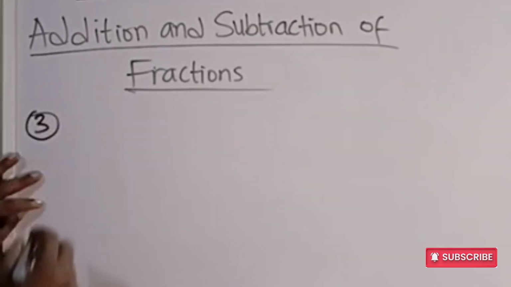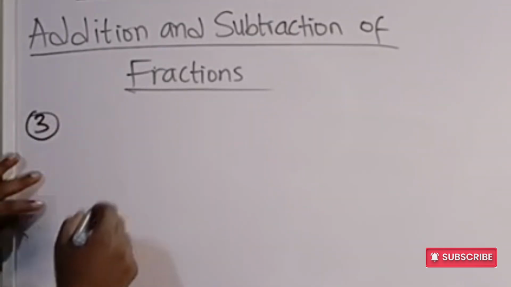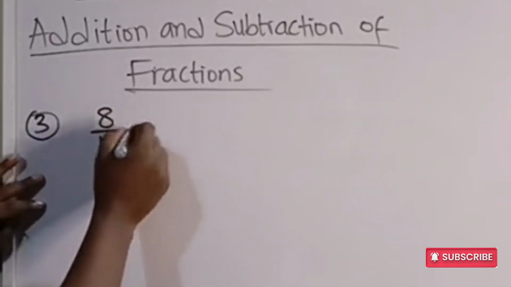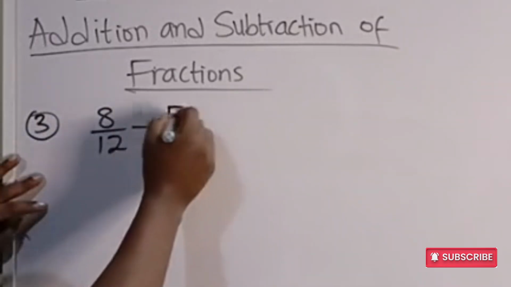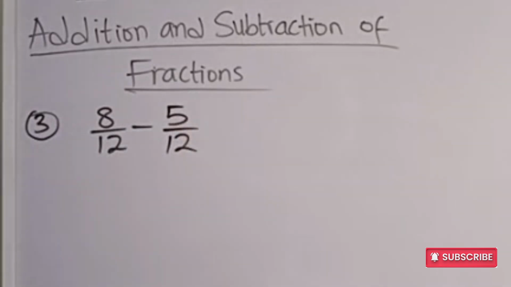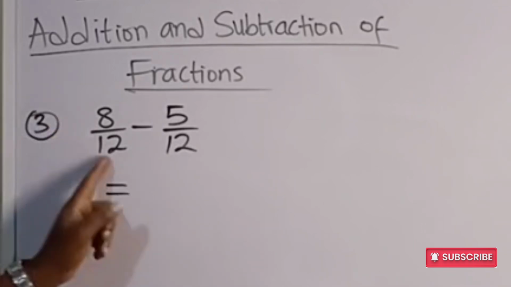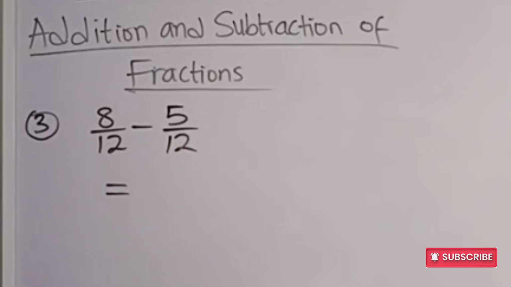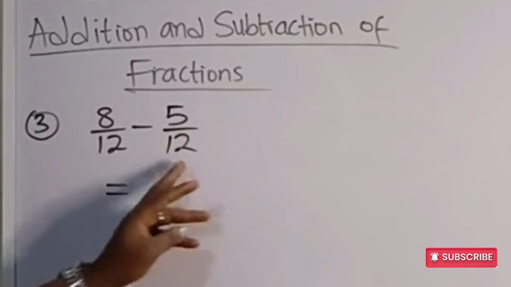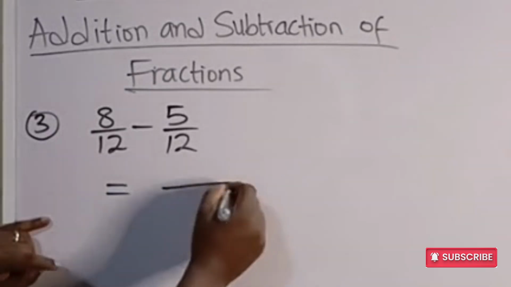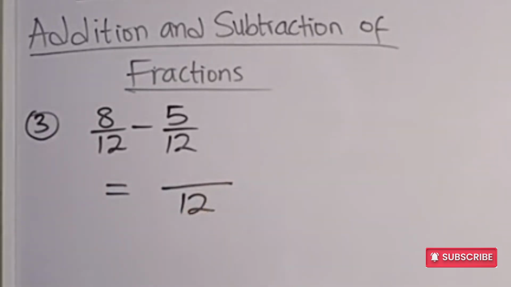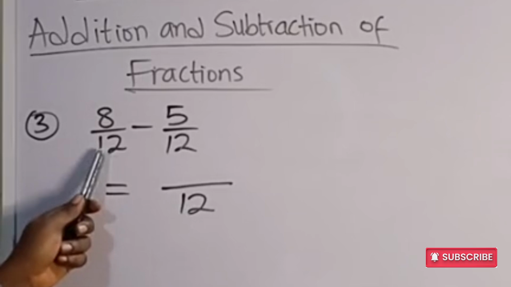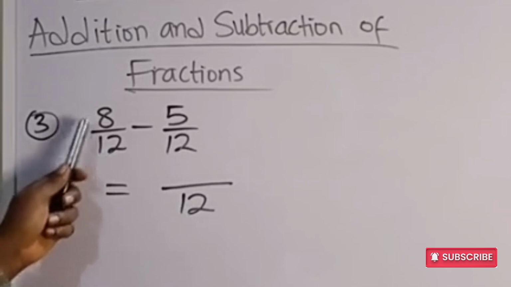Number 3 example. 8 over 12 minus 5 over 12. Okay, the same process we applied in the previous example is the same process in this example. We can see that the denominators are the same. Since the denominators are the same, we pick one of the two as the common denominator, so 12. Next, 12 divided by 12 gives you 1. 1 times 8 gives you 8.